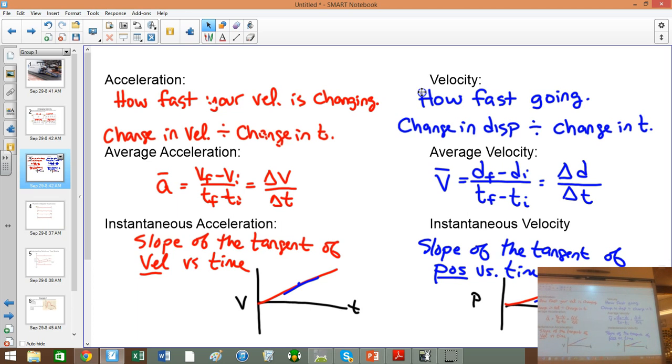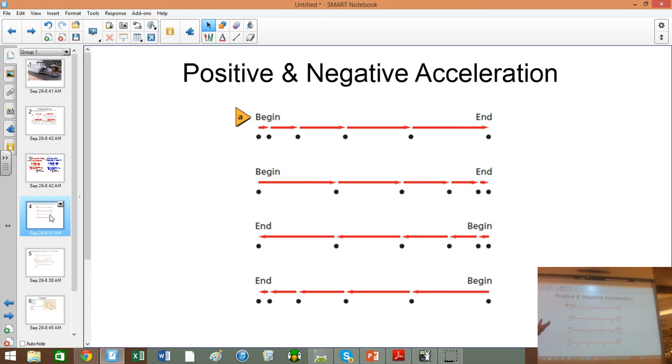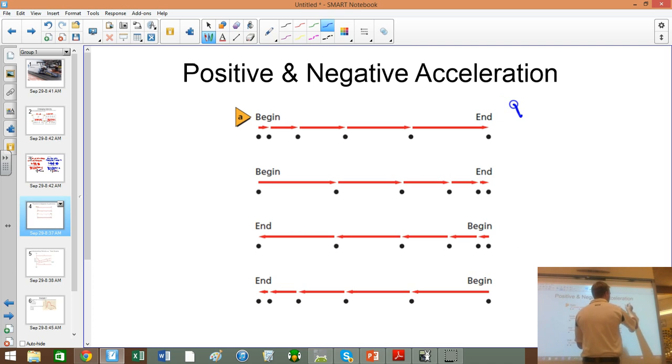Now, the next thing I want to talk about is both positive and negative acceleration. Velocity and acceleration are two different things. You can be going this way and accelerating that way. You could be going this way and accelerating this way. Just because you're traveling in one direction doesn't mean you're accelerating in that direction. So here's what I want to talk to you about first. In this first case, it looks like you're traveling in this direction. You begin over here and you end over the right. And you see how you're getting faster? You're also accelerating in this direction.